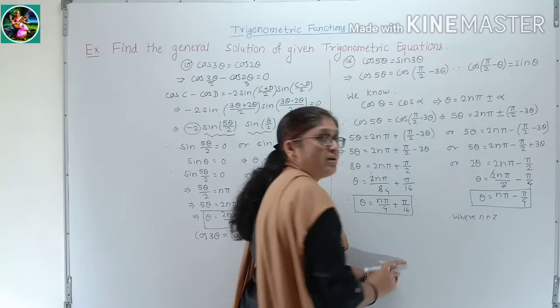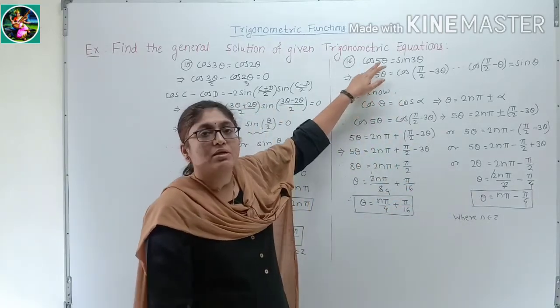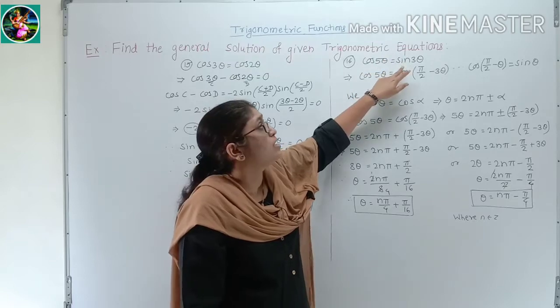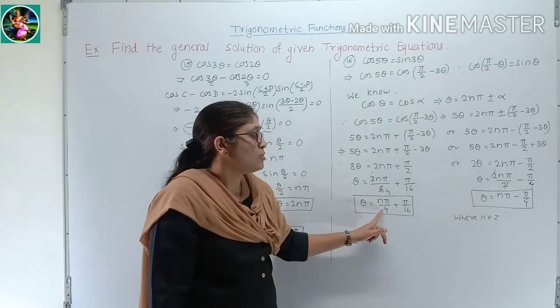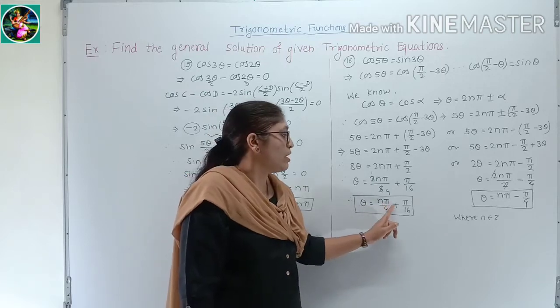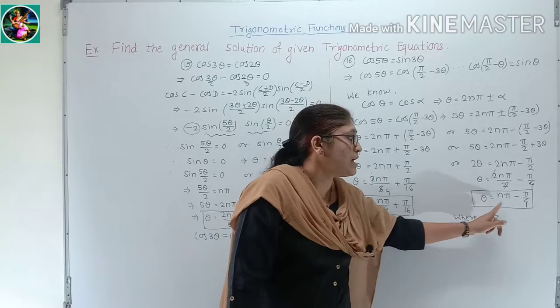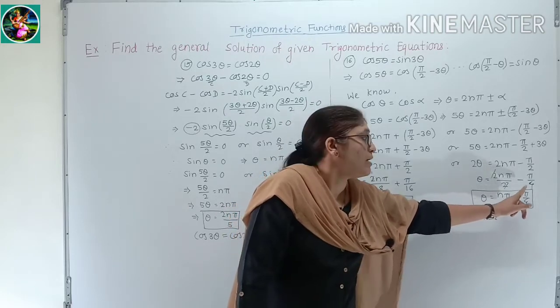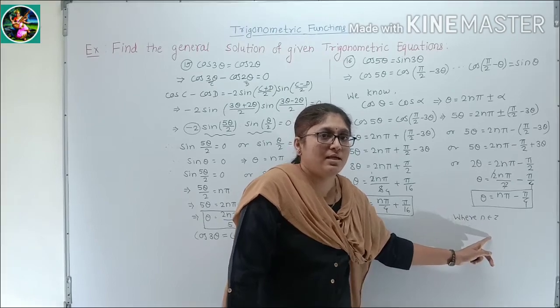In that way, we get the two solutions for the given trigonometric equation. Cos of 5 theta is equal to sin of 3 theta gives two solutions: theta is equal to n pi by 4 plus pi upon 16, or theta is equal to n pi minus pi by 4, for all n belongs to Z.